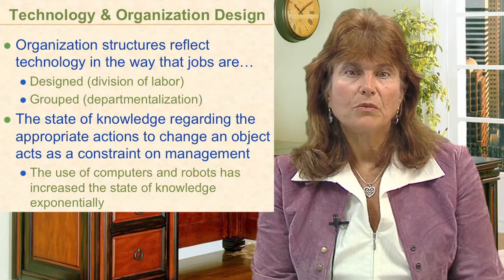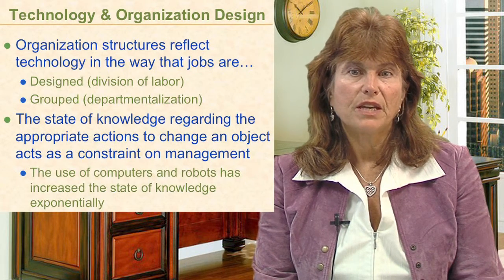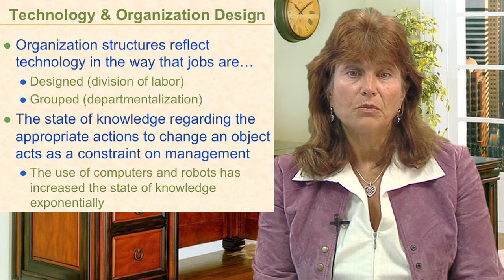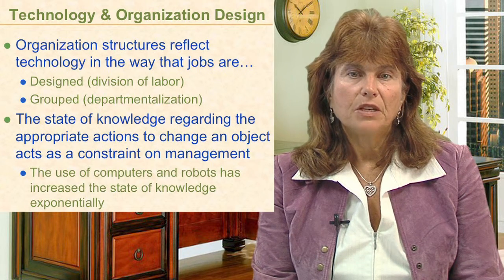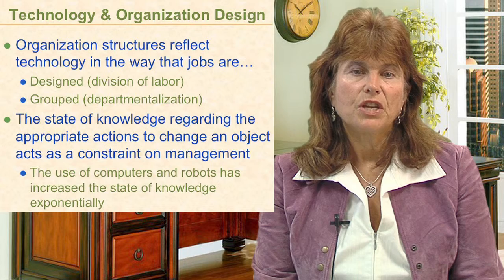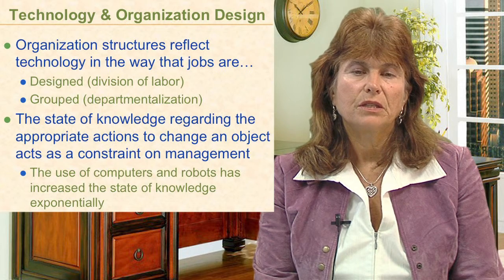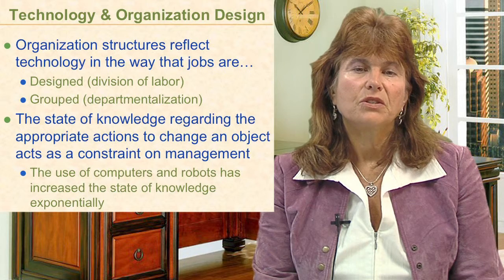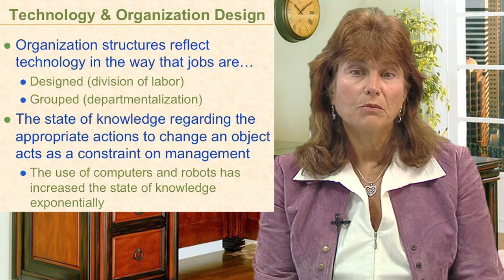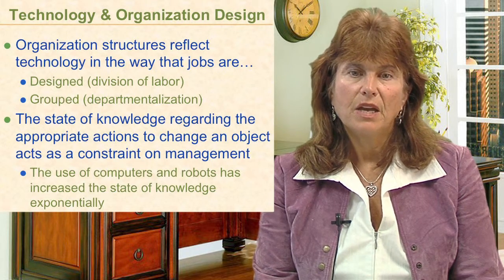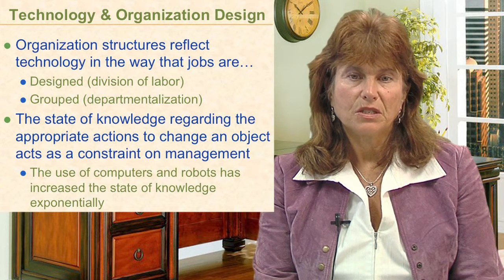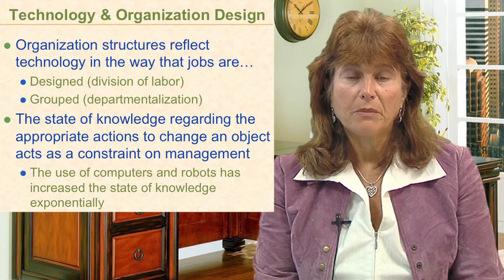Organizational structures reflect technology in ways that jobs are divided, we see the division of labor and we see how they're grouped. The knowledge regarding actions to change an object in technology can be a constraint on management. So how we use computers, how we use robots, how we use other kinds of tangible resources has increased the state of knowledge exponentially and made management even more complicated.